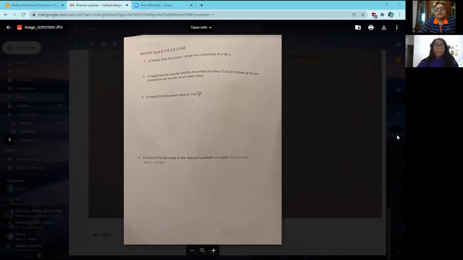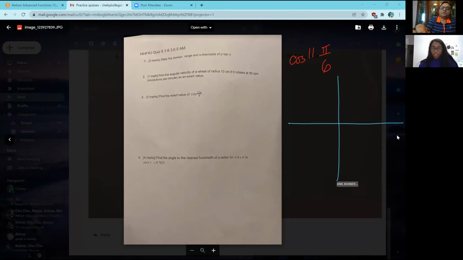Question number 3. Find the exact value of cos 11 pi by 6, right? So now you have to find cos of 11 pi by 6. How will you find? You can actually draw it. So you are dividing this pi into 6 equal pieces. 11 pi by 6 will be right there, because the total is 12 pi by 6, correct? That is 2 pi, correct?